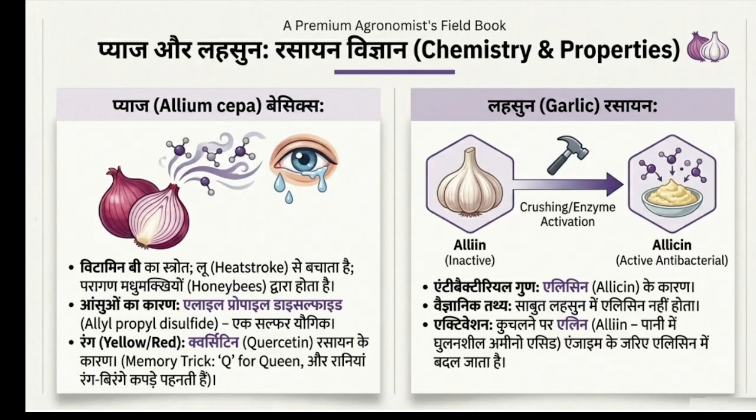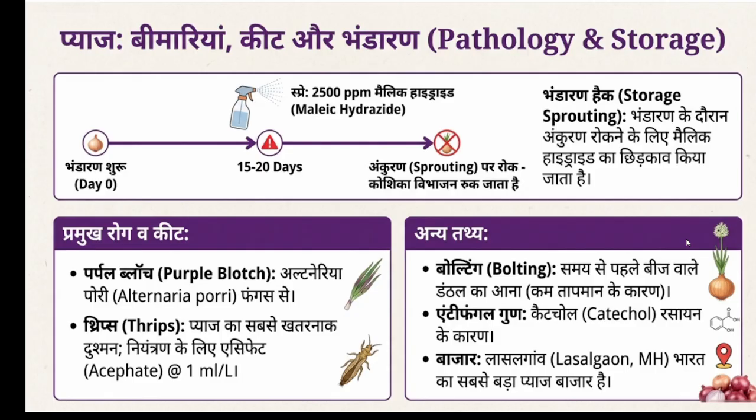According to the source material, onion is a very good source of vitamin B. In it, pollination mainly occurs through bees. And all of us have heard from our grandmothers how beneficial onion is for heat stroke. Those home remedies are completely scientific. But from the exam perspective, candidates will need to focus on its chemistry.